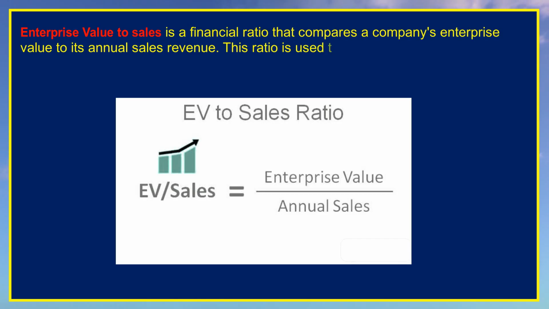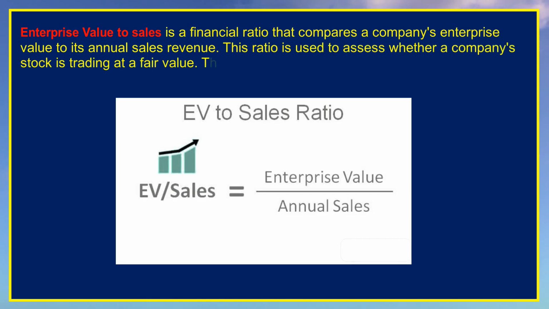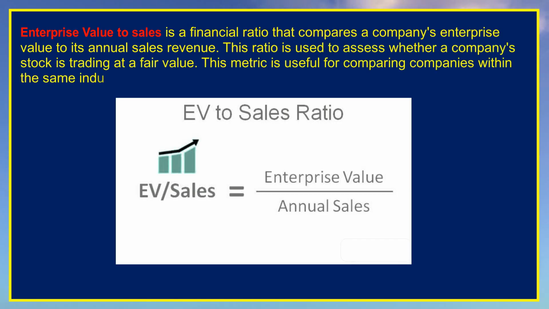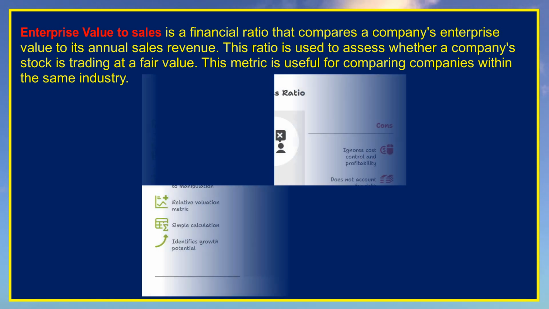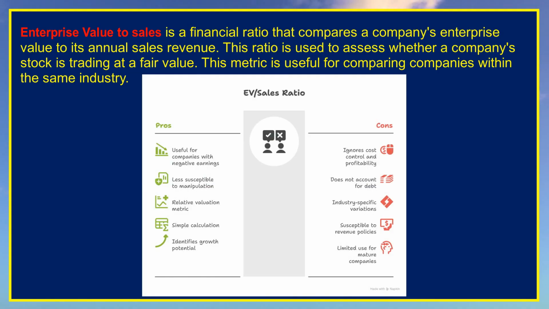It tells you how much you are paying for each rupee of sales generated by the company. It is one of the simplest EV multiples. By focusing only on top-line revenue, it bypasses accounting complexities around costs and profits. EV to sales is used by startups and high-growth companies that may have negative earnings but are growing very fast.